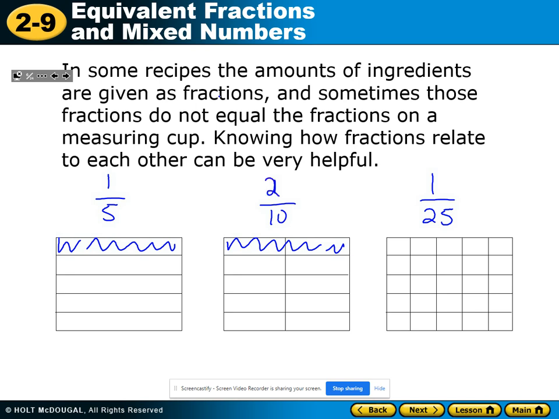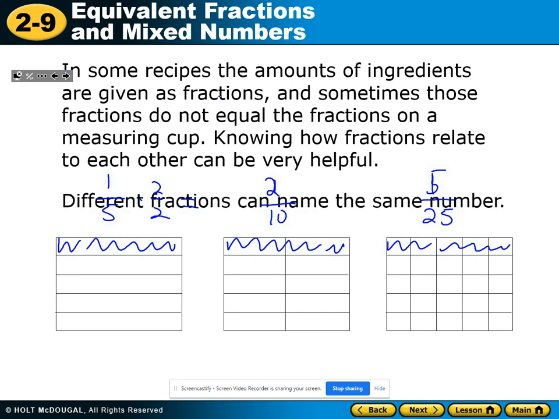Oh, and we look, times 2 over 2, that makes it into 2/10. If I do that here, that's 5/5. If I would take 1/5 times 5 over 5, I would get 5/25. These are all equivalent fractions because they represent the same amount, just with different numbers. All right? So different fractions can name the same number.